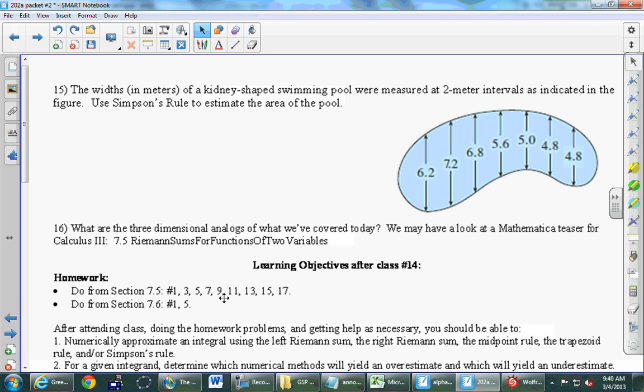Suppose that instead of looking at area under curves, which is what we've been doing for a few weeks in this class, we went to Calc 3. What's another name for Calc 3? Anybody know? Multivariable calculus, multivariate calculus, which means multiple variables. Instead of just f of x, one input, x, you might have f of x and y, which means we need a third dimensional thing to graph it.